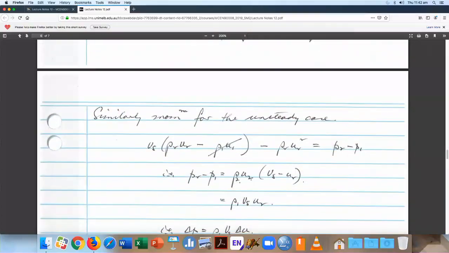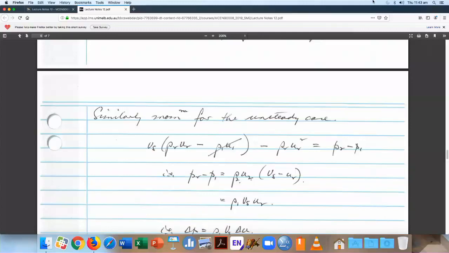So, what's, in words, the control volume statement for the momentum equation? I don't hear anything. Come on. You can say anything you like. If you say I haven't a clue, then that's okay.